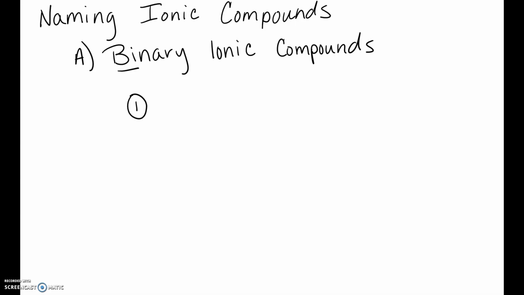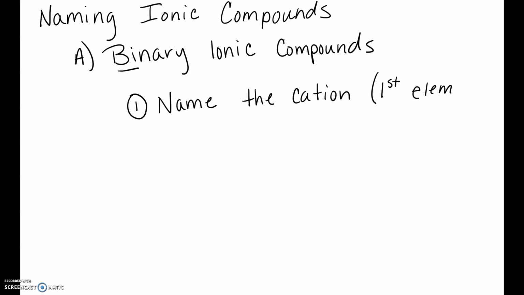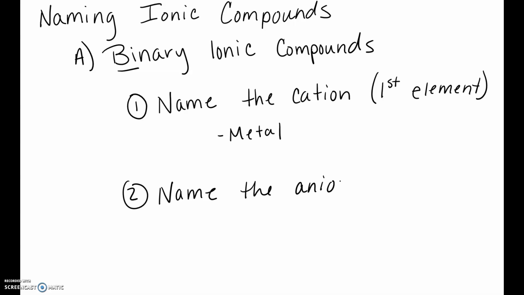So the first step to naming a binary ionic compound is you name the cation. The cation is the first element. It's also the metal. The second step is name the anion. This is the second element. It's also the nonmetal.